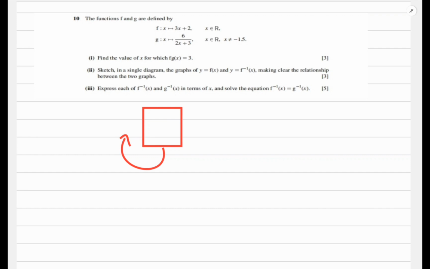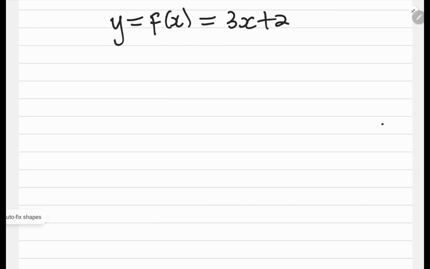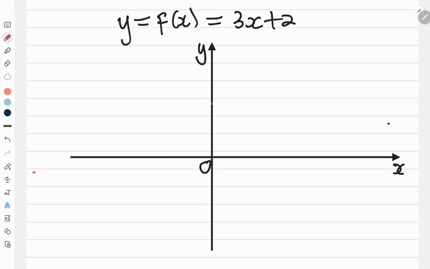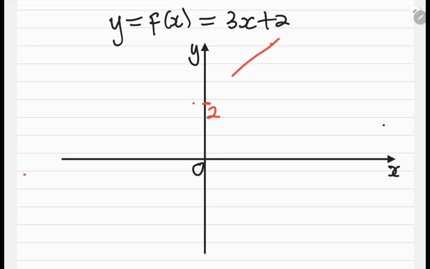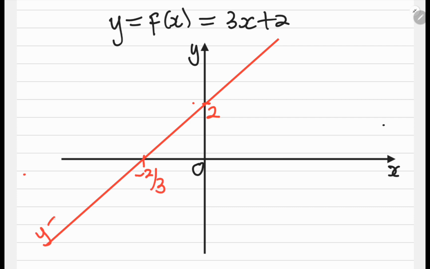Part 2, sketch in a single diagram the graphs of y is equal to f of x and the graph of y is equal to f inverse of x, making clear the relationship between the two graphs. So my f of x is 3x plus 2. That's a straight line. That's going to be easy to draw. No need for transformations. So when x is 0, y is 2. Then when y is 0, x is negative 2 over 3. Like that. So it's a straight line. That's my function of x.